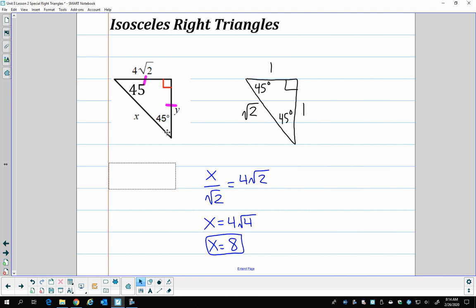And in an isosceles right triangle, the legs are the same, so these two legs should be the same, so that means y should be 4 root 2 as well.